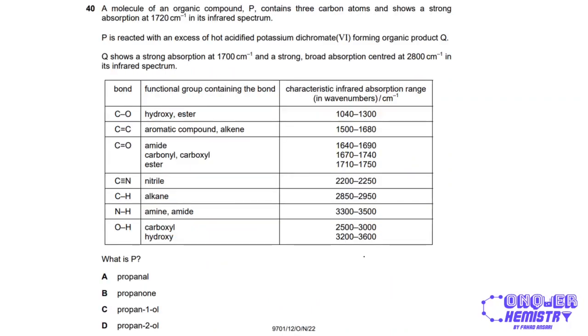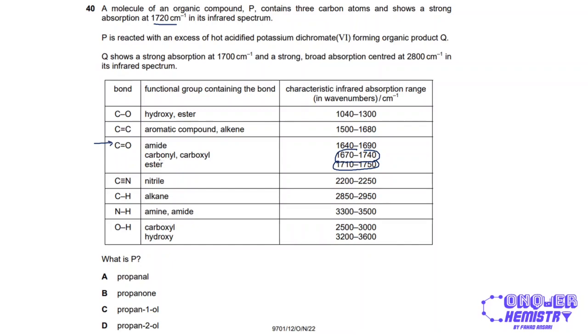And finally, we have a question on infrared spectroscopy. All right. So it says a molecule of an organic compound P contains 3 carbon atoms and shows a strong absorption at 1720 per centimeter in its infrared spectrum. All right. So if you look down at this table, 1720 appears to be within the range of C=O. It is within this range and within this range. So we cannot tell for sure which C=O this is. Let's look at the remaining question.